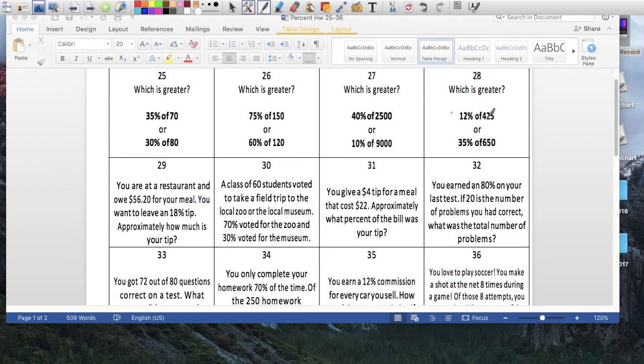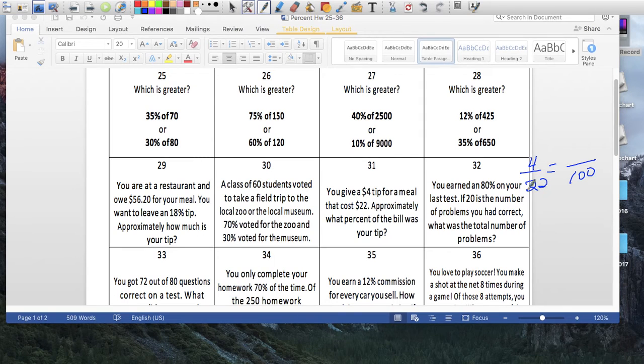31. You give a $4 tip. The meal costs 22 approximately. Here there's that word approximate, so you have to be precise. So $100. The whole meal cost 22. You gave the waiter $4. What was the percent here? Is there a relationship here? Let's see. You got 2 over 11.